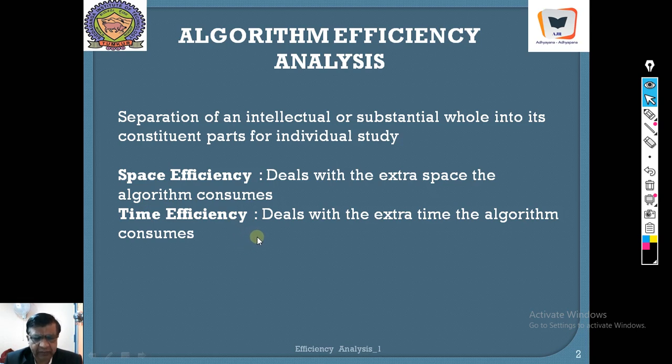In the same token, time efficiency would mean what is the extra time consumed by the algorithm when compared to another algorithm. Space efficiency and time efficiency are to be determined for a given algorithm. These determinations come from the fact that we have been given umpteen number of algorithms which are boasting of solving the same problem. So in such cases, selection of the best algorithm remains an open question.